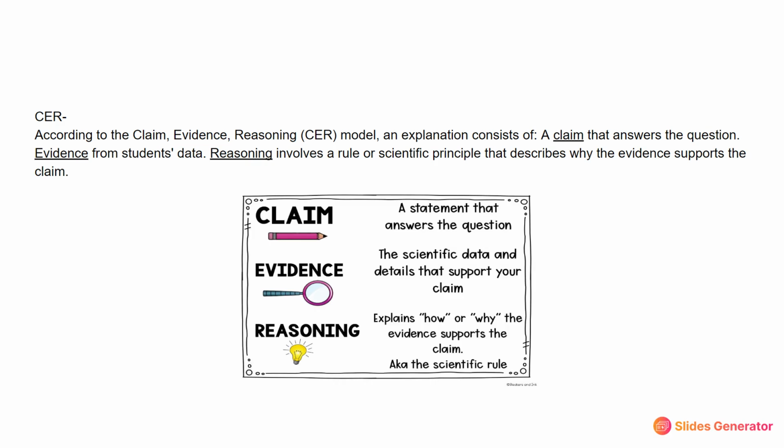CER. So this is a claim, evidence, and reasoning model. So the claim is a statement that answers a question. The evidence is the scientific data that will support it. And the reasoning is the how and why. We call it sometimes the scientific rule. So this goes along with the scientific method. It's really a model that we use to follow along as we're trying to prove something is a fact.